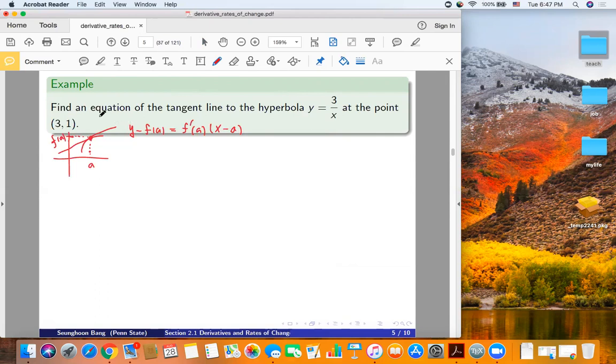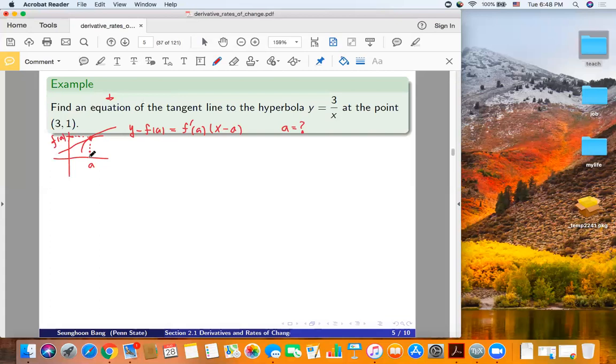So here, from this example, what is A? Could you write your answer on the chatting board, please? What is A? What do you think? Do you know A in this problem? Okay, no problem. It's good. Don't worry.